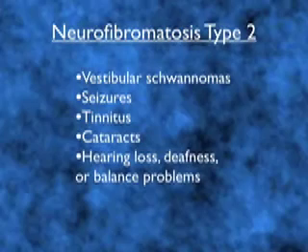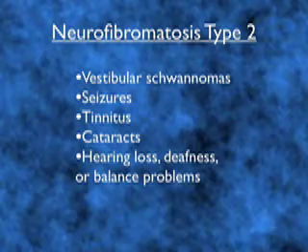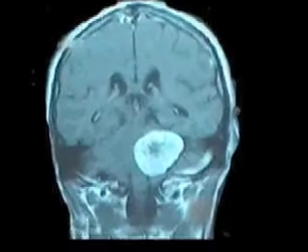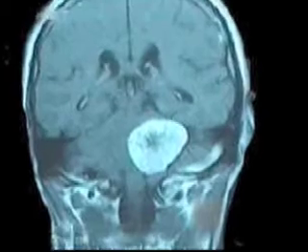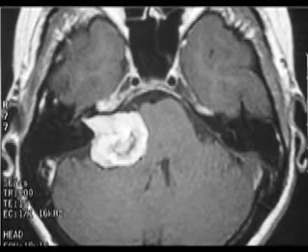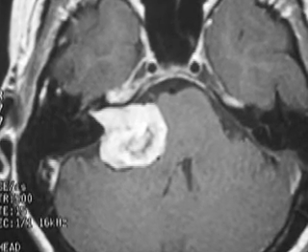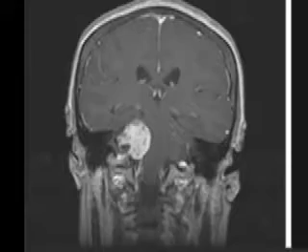Symptoms of NF2 include vestibular schwannomas, seizures, tinnitus, cataracts, and hearing loss, deafness, or balance problems. Vestibular schwannomas are the tumors that grow along the auditory nerve. As they grow, they cause other symptoms such as tinnitus, which is a constant ringing in the ears, and in severe cases, deafness. Symptoms of NF2 do not usually appear until the late teens to early 20s.